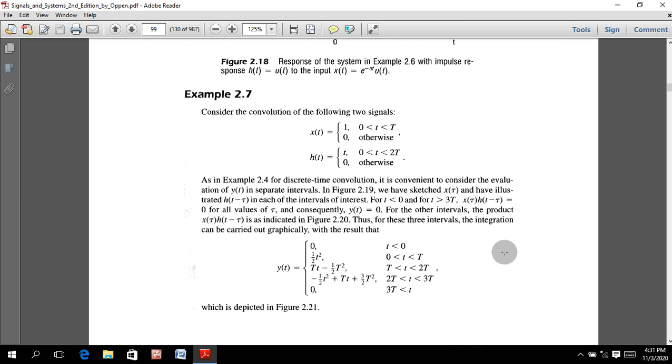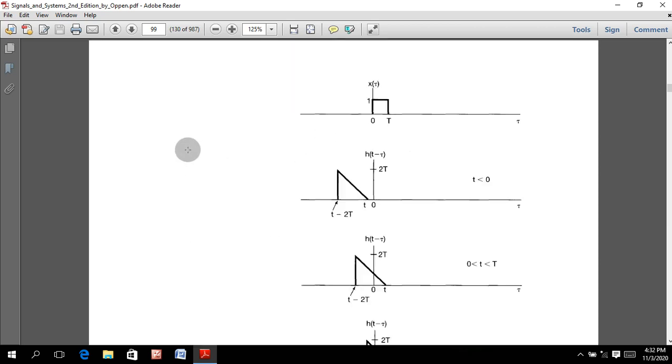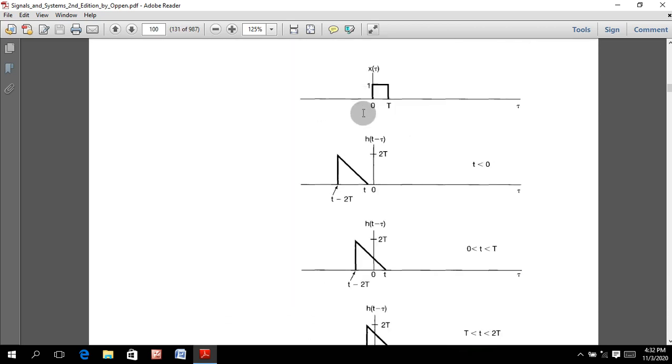In the previous lecture, we discussed a similar kind of signal, where we took care of all the mathematical process which is needed to understand the output signal of this specific input signal and this specific impulse response. So this is the mathematical representation.